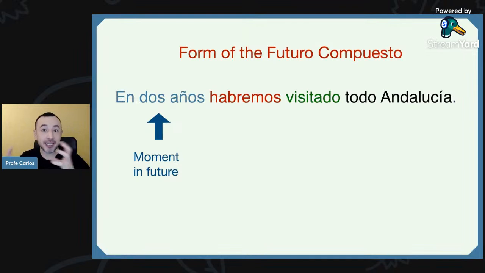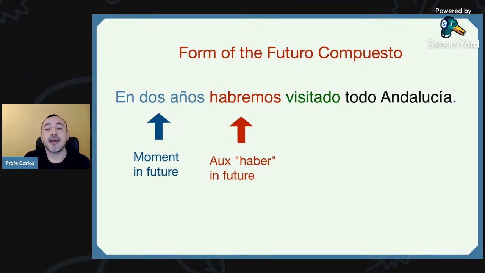So we need to place ourselves somewhere in the future because that's going to be our final point, and then we're going to express what's happening before that, right? Now, what do we have next? Habremos. This is what we call an auxiliary verb, and you probably know it. This is the auxiliary haber in future simple. En 2 años nosotros habremos, okay? So that's our second part of the structure.